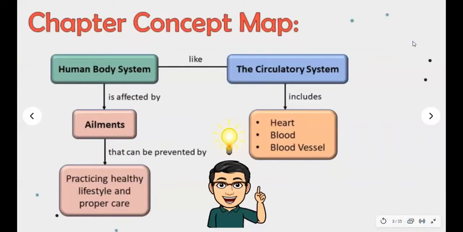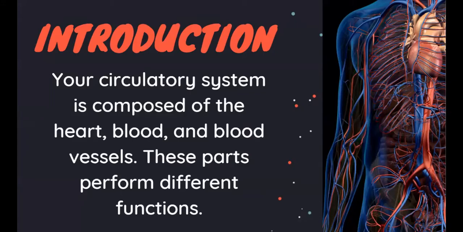So let's start first by talking about the chapter concept map once again. The human body system is always going to be affected by common ailments that can be prevented by practicing healthy lifestyle and proper care. The human body system, like the circulatory system, includes the heart, blood, and blood vessels. So your circulatory system is composed of the heart, blood, and blood vessels. These parts perform different functions.